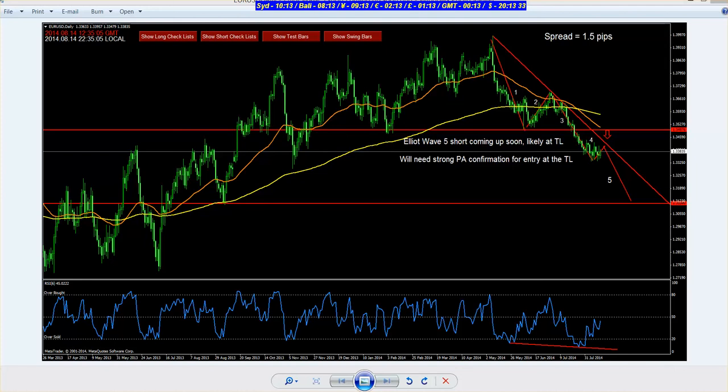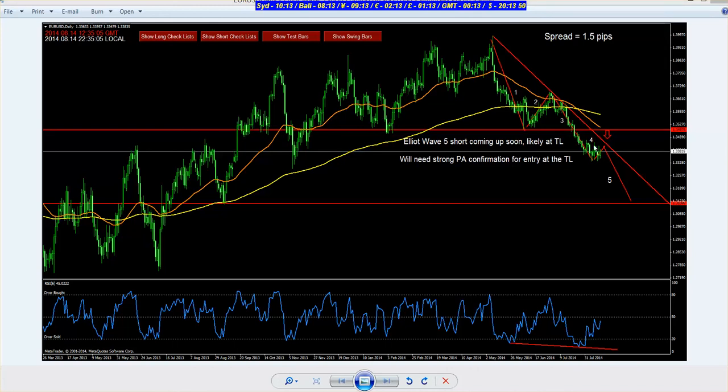Next one is no problem covering that. I don't mind those kind of questions because a lot of people do have those kind of questions as well. Euro dollar, looking at Elliott wave, getting closer to the trend line. It is kind of getting closer to the trend line.